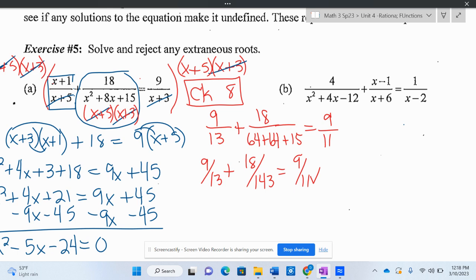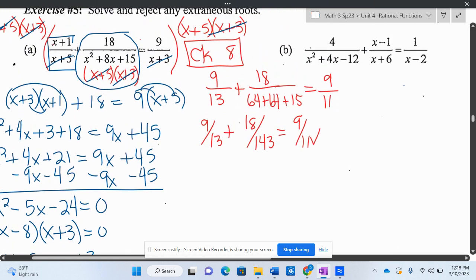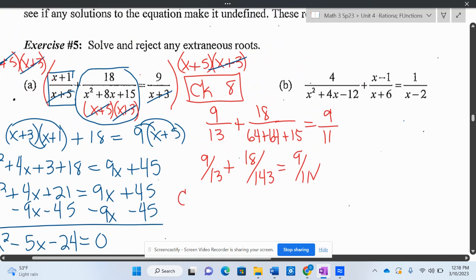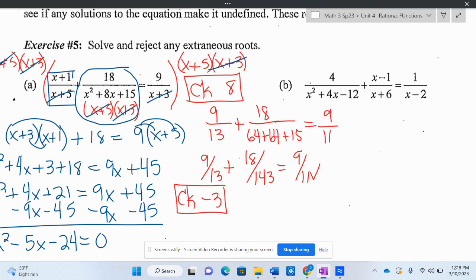You be quiet about what you just did. We're going to check the other one. What was our other answer? -3. Okay. We're going to check that really fast. We're going to check -3. And then we're going to have David tell us what he did.